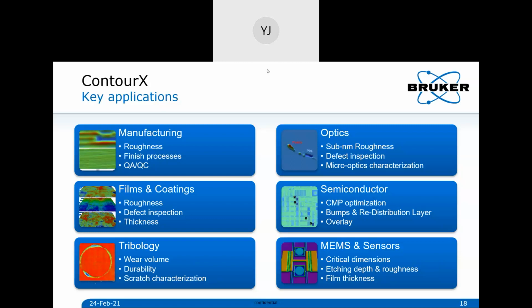Yeah, sorry about that. We also talked about different applications briefly, but here is a bit of a summary. You have optics manufacturing, from roughness, finishing, QA, QC, films and coatings, semiconductors, CMP optimization, bumps, redistribution, overlays, tribology, measuring wear, scratch characterization, durability, and also MEMS and sensors, like measuring critical dimensions, etching depth, roughness, and film thickness.